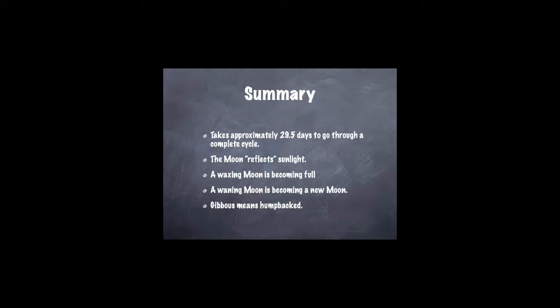You have a waxing moon, which means the moon is becoming full. The illuminated side is always on the right. A waning moon means the moon is becoming a new moon, which is a moon that doesn't appear. Here, the illuminated side will be on the left. Gibbous was used several times for our moon phases, and gibbous simply means humpbacked.